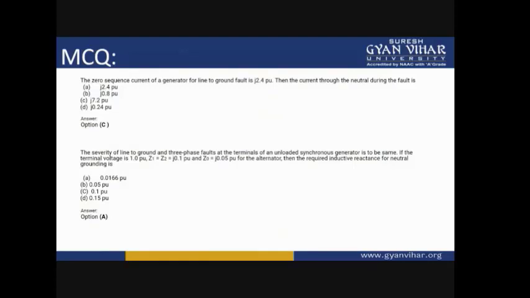Now, the severity of the line to ground fault and the 3-phase fault at the terminal of an unloaded synchronous generator is to be assessed. The terminal voltage is 1 per unit, Z1 and Z2 are 0.1 per unit, and Z0 is 0.02 per unit for the alternator, then the required inductive reactance for the neutral grounding is to be calculated.